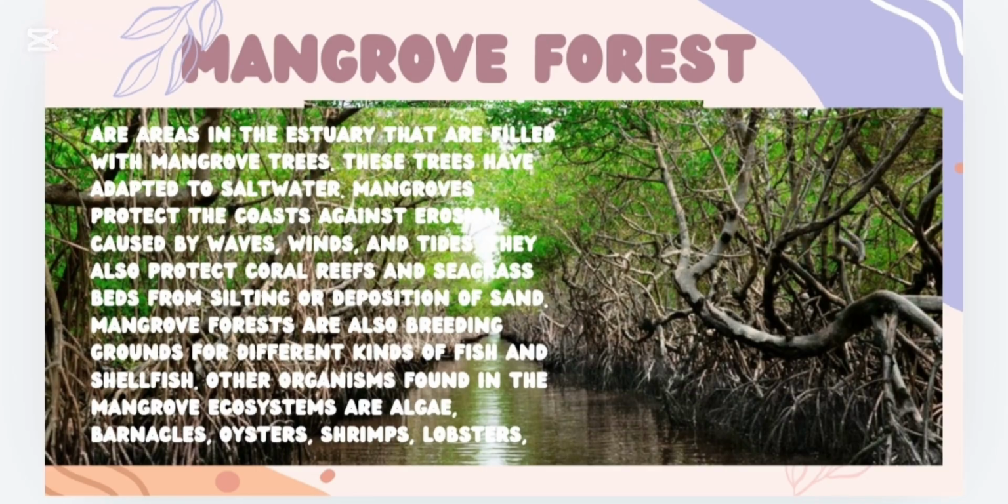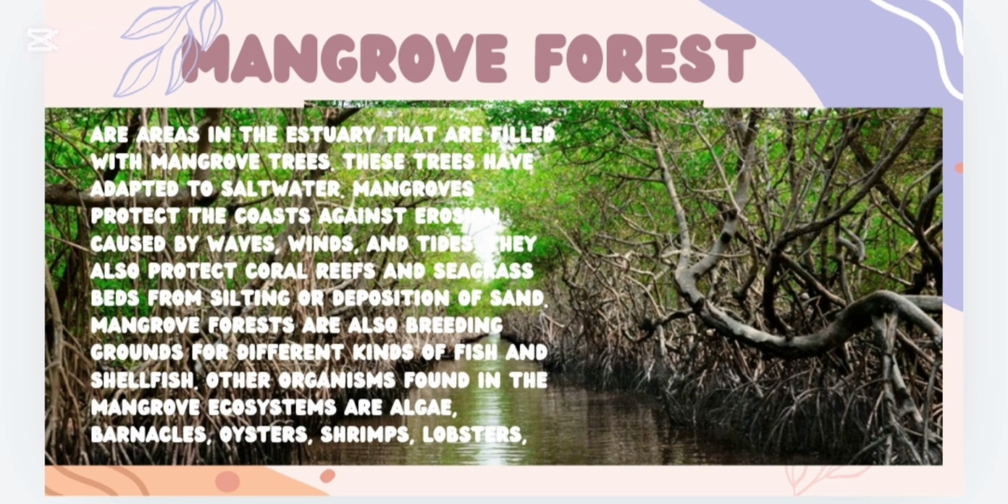The last one is mangrove forest. Mangrove forests are areas in the estuary that are filled with mangrove trees. These trees have adapted to salt water. Mangroves protect the coast against erosion caused by waves, winds, and tides. They also protect coral reefs and seagrass beds from silting or deposition of sand.